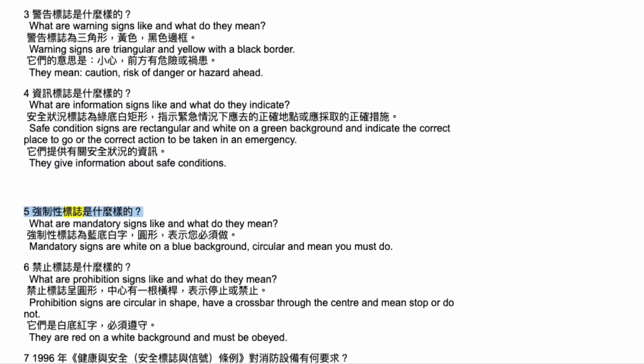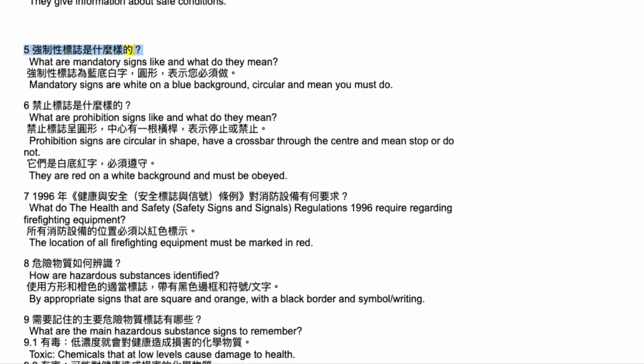What are mandatory signs like and what do they mean? Mandatory signs are white on a blue background, circular and mean you must do.